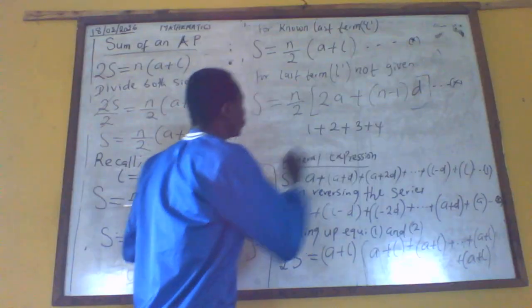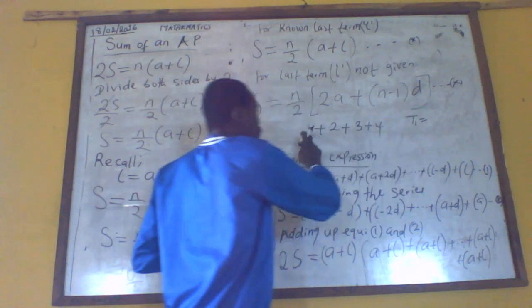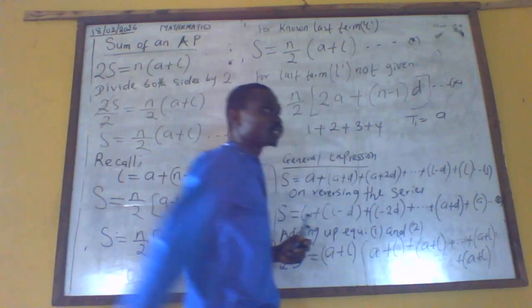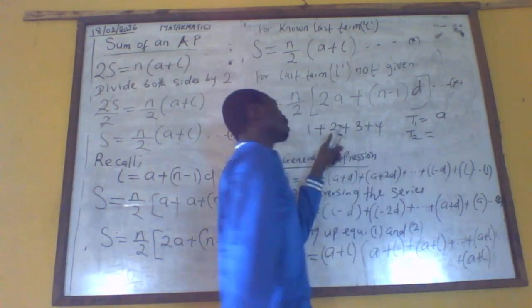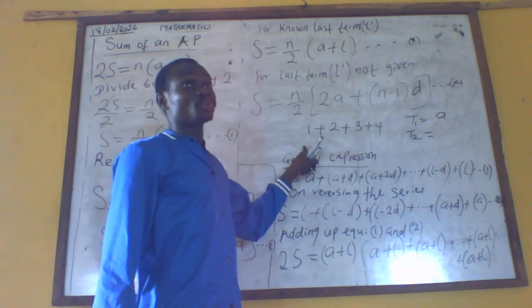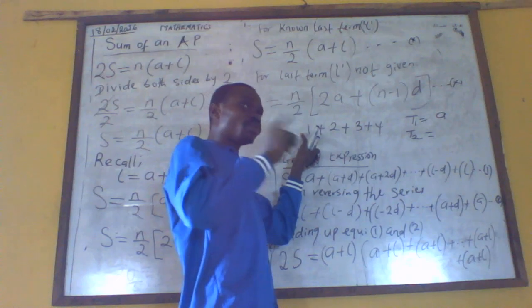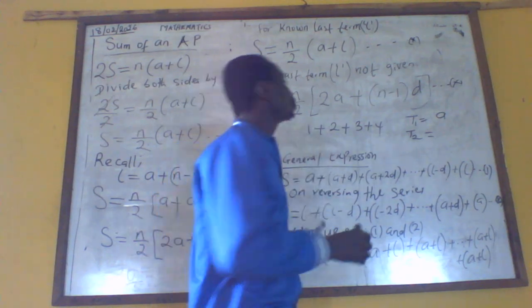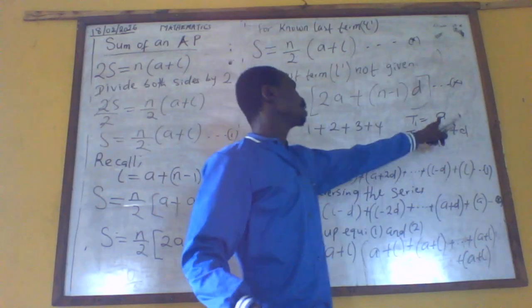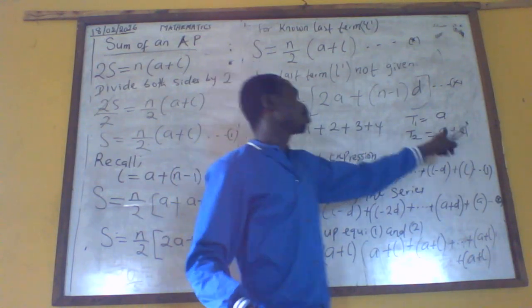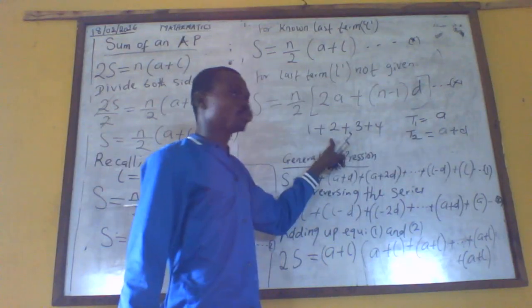Look at it. My first term, T1, is A, right? The second term, T2. You know this, we are dealing with sum here. What is the difference between this one and this one? 1. So let's call that common difference D. So T2 is now A plus D. Because first term is 1. Common difference is also 1. So 1 plus 1 will give us 2.